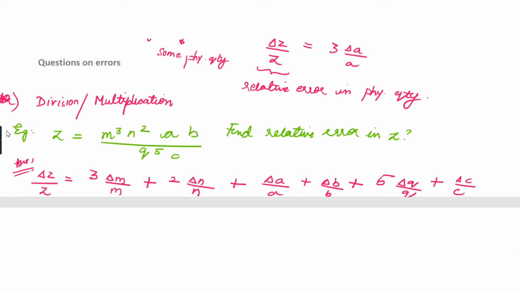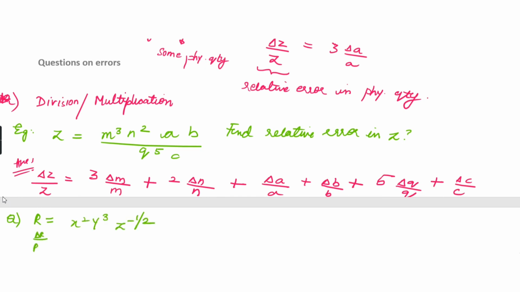Now I'll give you another question. Try it out on your own. Say there's a physical quantity r and r is equal to x square y cube z power minus 1 by 2. What should you find? You should find del r by r. So come on, pause the video and try it out.